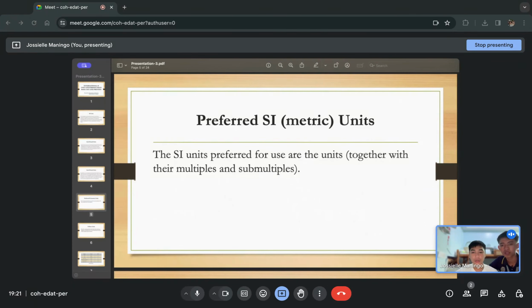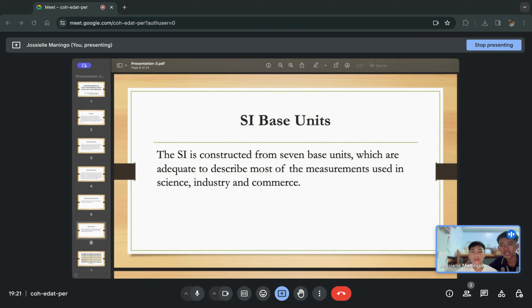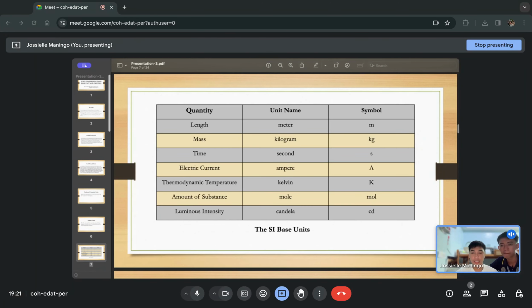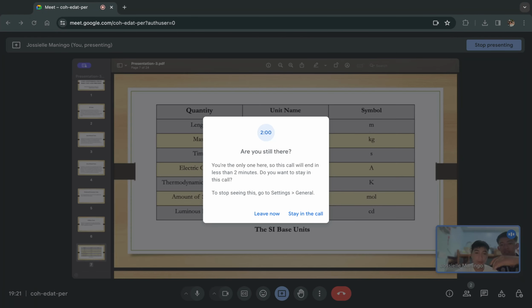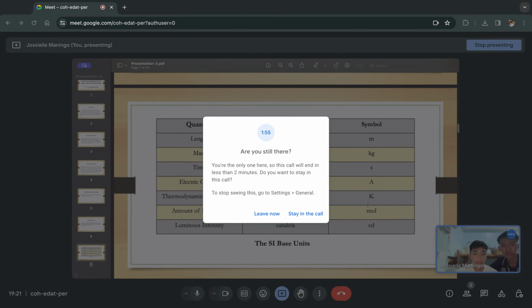Preferred SI metric units. The SI units preferred for use are the units together with their multiples and submultiples. The SI is constructed from seven units which are indicated to describe most of the measurements in science, industry, and commerce. These are the seven base units of SI: length, mass, time, electric current, thermodynamic temperature, amount of substance, and luminous intensity. The unit names are meter, kilogram, second, ampere, kelvin, mole, and candela, with symbols m, kg, s, A, K, mol, and cd.